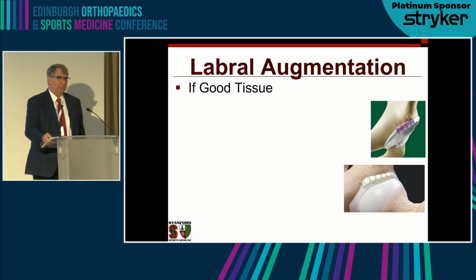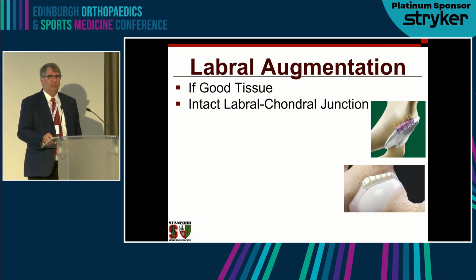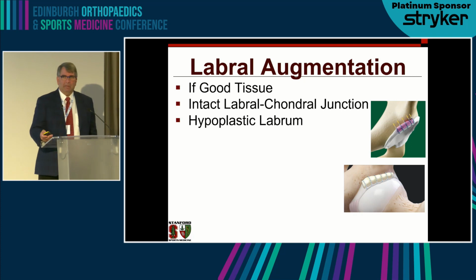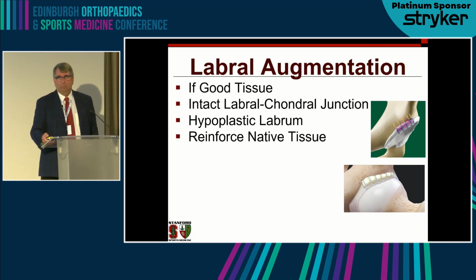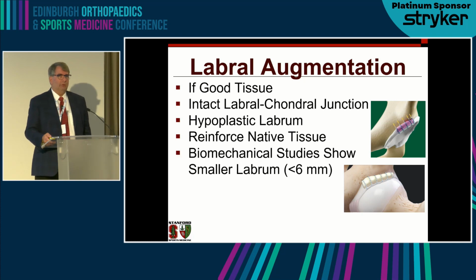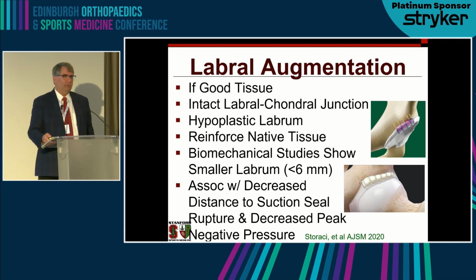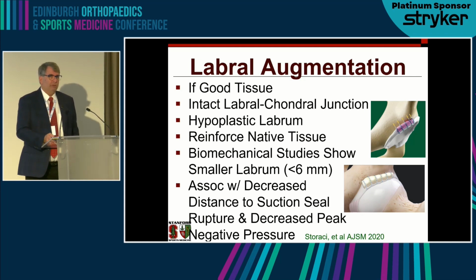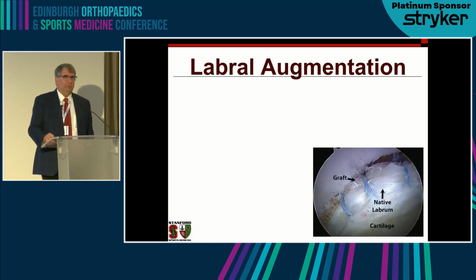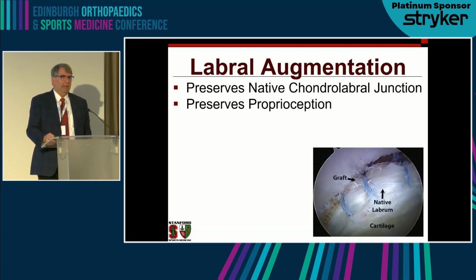Labral augmentation is something people have started to do when you have a small labrum but an intact labral chondral junction. So a labrum that might be smaller than the normal size, where maybe you lose the seal, and so the goal would be to put some more tissue there to reinforce it. Biomechanical studies have shown that a smaller labrum is associated with decreased distance to suction seal rupture, or loss of that suction seal, and decreased peak negative pressures. And so people will take some tissue and place it there.